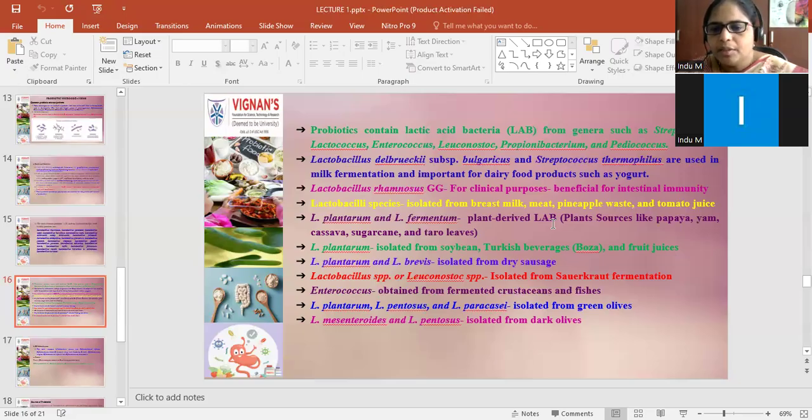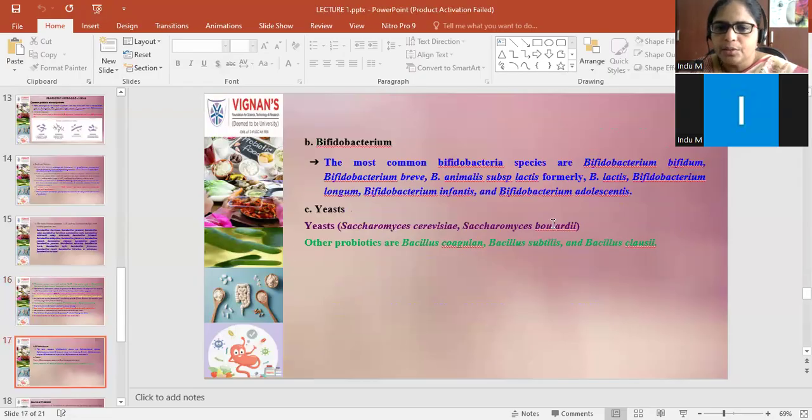Plantarum is also isolated from soybean, Turkish beverages like boza, and fruit juices. Lactobacillus plantarum and brevis are isolated from dry sausage. Leuconostoc species and Lactobacillus species are isolated from sauerkraut fermentation. Enterococcus is obtained from fermented crustaceans and fishes. Plantarum, pentosus, and paracasei are isolated from green olives. Mesenteroides and pentosus are isolated from dark olives. These are some examples of lactic acid bacteria isolated from various sources.